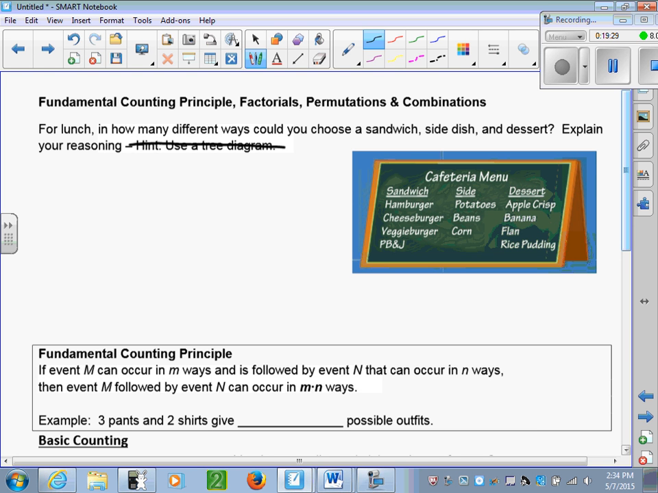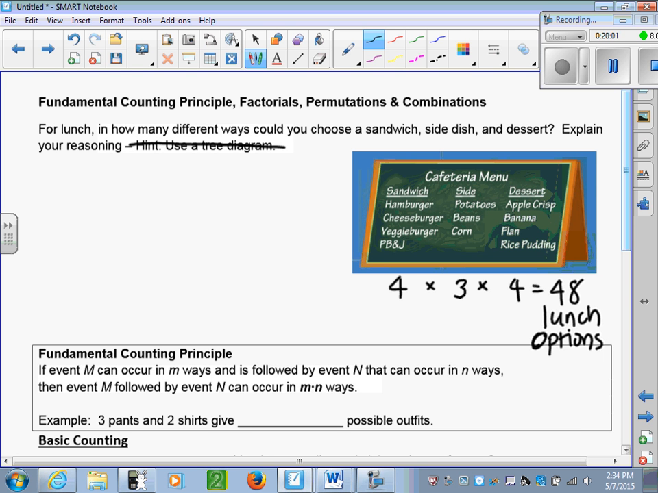Well, if we have 4 sandwich options, 3 side options, and 4 dessert options, the way you'd figure out the number of ways you can choose your lunch is multiplying how many of each option you have by each other. So 4 times 3 times 4 is 48. So you have 48 lunch options that you could choose. Okay? So this is one type of probability question they could ask you.